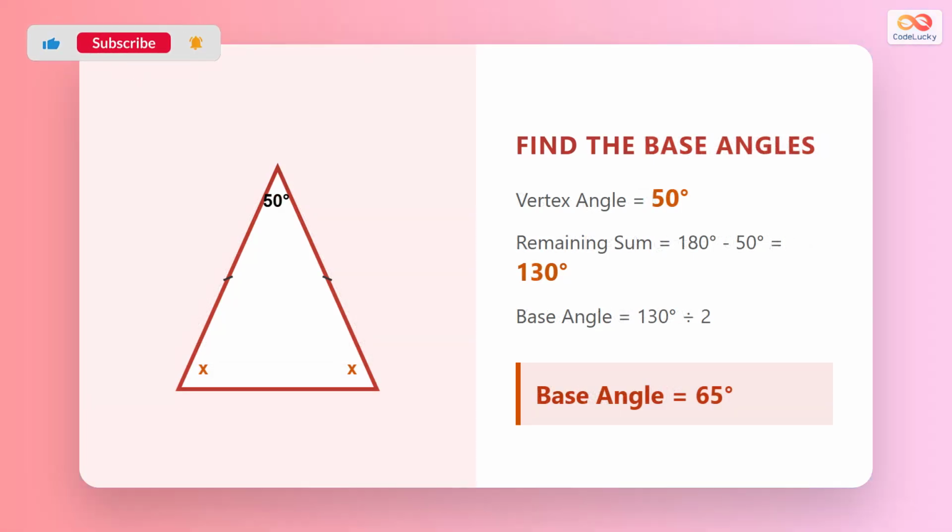We can also work backwards. If we know the vertex angle is 50 degrees, we can find the base angles. First, subtract 50 from 180, which leaves 130 degrees. Since the remaining two angles are equal, we divide 130 by 2. This gives us a base angle of 65 degrees.